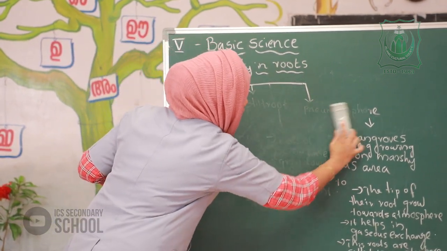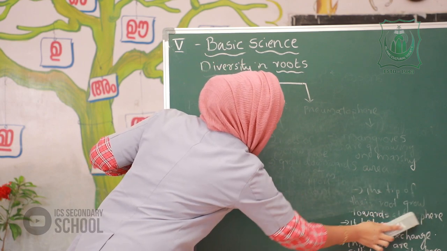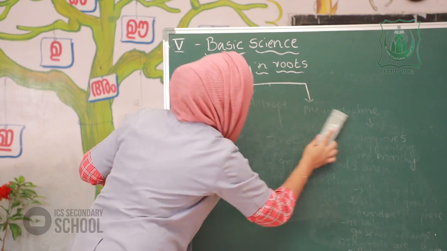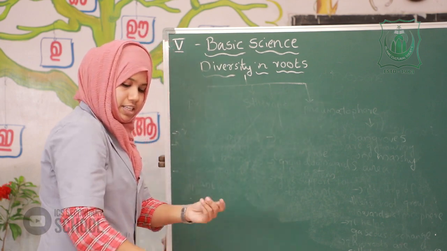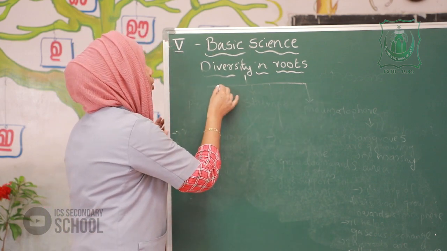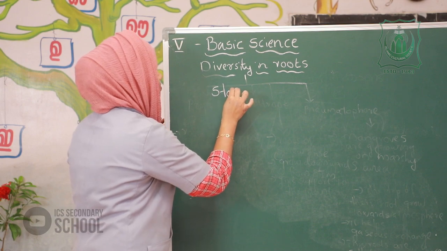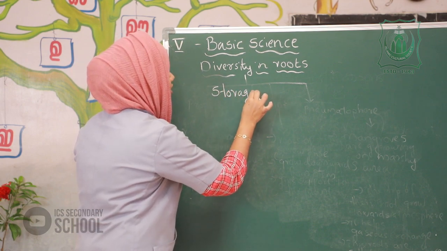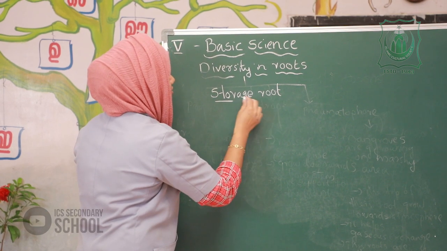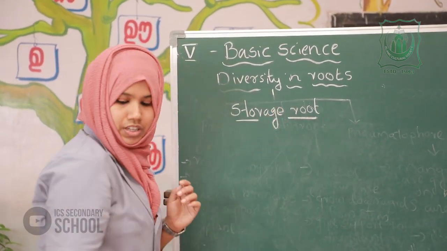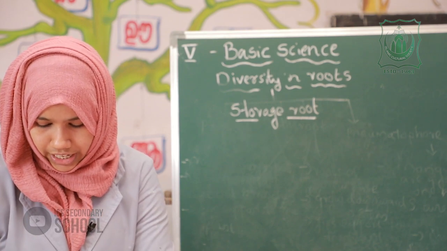The main function of root is not only to absorb water and minerals, it also gives support. Next, the special kind of root is storage root. Okay. Next is storage root.